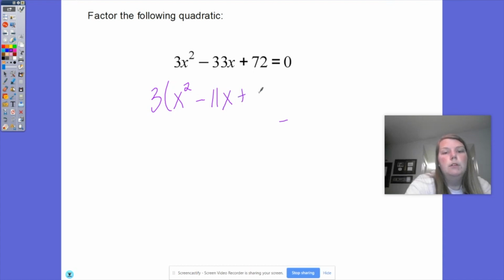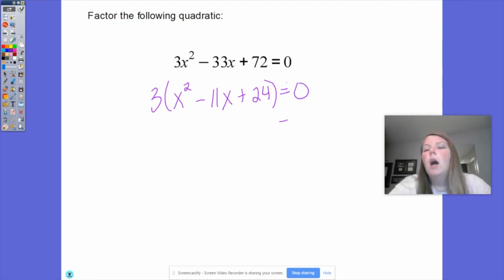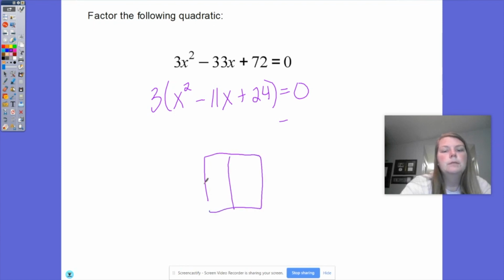And then 72 divided by 3 would be 24. And it's not wrong to not do that, but it's definitely going to make our factoring a lot easier because we're going to have smaller numbers we're working with in our box method. So for now, we're going to ignore that 3. So we have the x squared and 24.